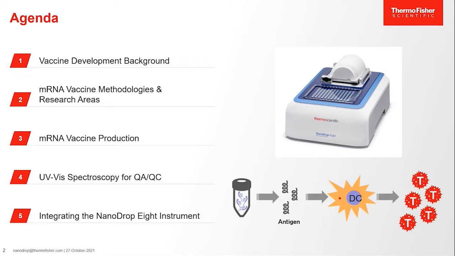Then we'll get into UV-Vis spectroscopy and why it's a useful tool for quality assurance and quality control in this whole mRNA vaccine world. And then finally, we'll wrap up by talking about how the new NanoDrop 8 instrument, which is our latest 8-channel instrument, can be used to aid in that whole process.